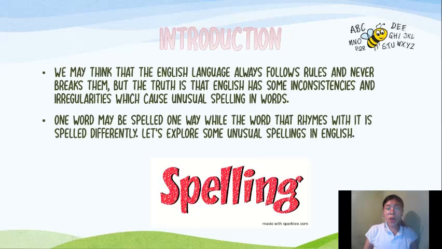Yes? So English is a language that has many different inconsistencies, and these inconsistencies we're going to talk about today are those in spelling words. Okay? One word may be spelled one way, while another word that rhymes with it is spelled differently. Let's explore some unusual spellings in English. Alright? So let's check out some examples. Let's take a look.